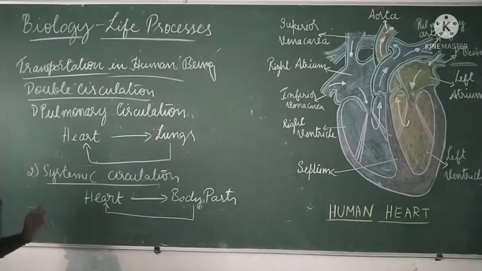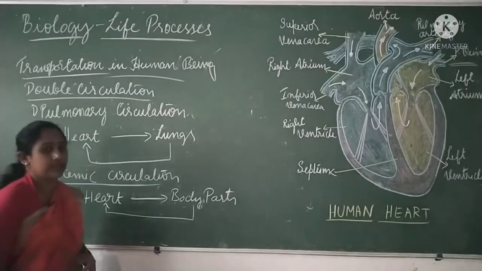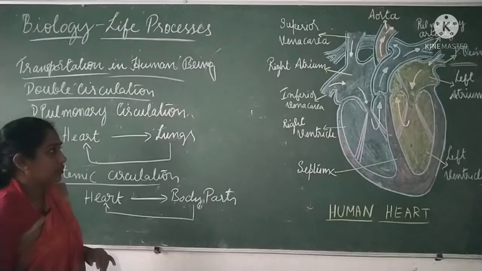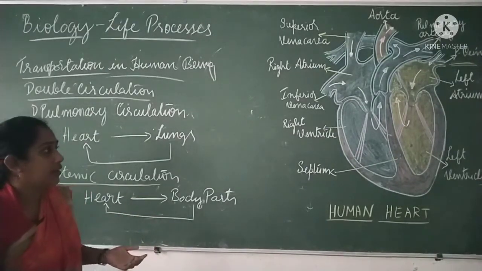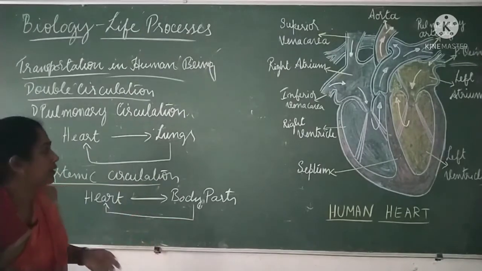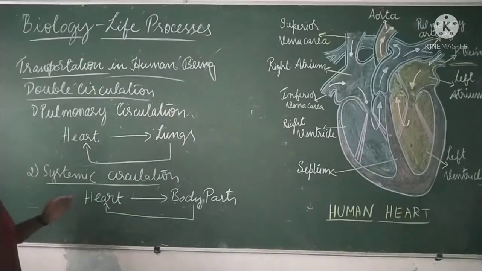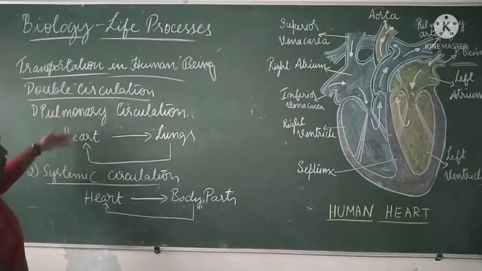The types of double circulation are pulmonary circulation and systemic circulation. I told you the heart receives the blood 2 times during circulation: one as impure blood, the other as purified, pure blood. So it can be divided into 2 types of circulation, pulmonary and systemic circulation.